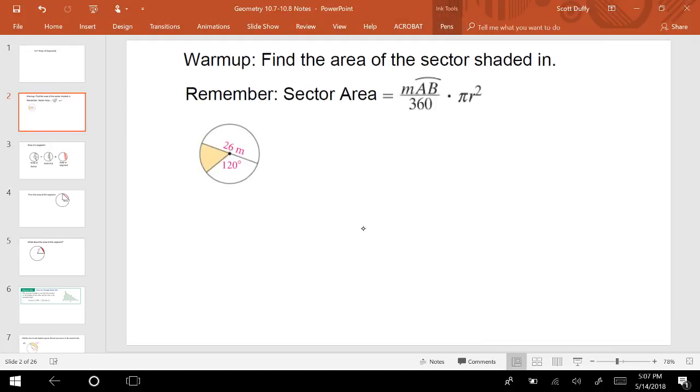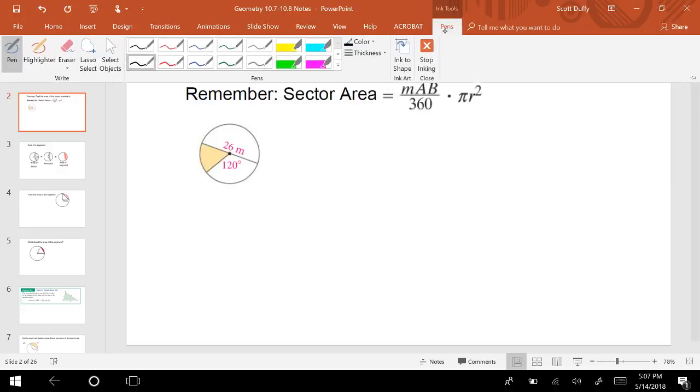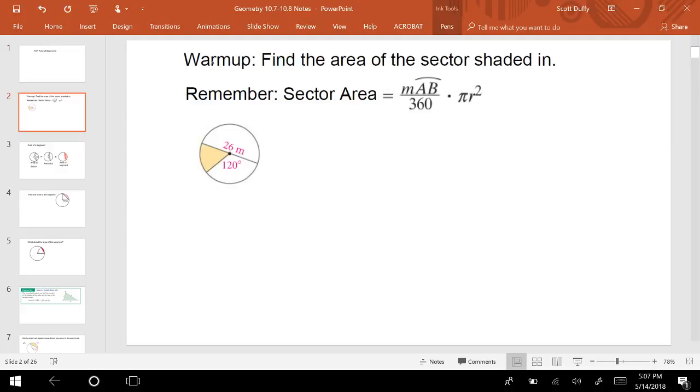We also have to remember that the sector area is equal to the measurement of the arc over 360 times the area of the entire circle, pi times radius squared. So let's look at this. The arc of the shaded sector would be right here, right? And we want to know what is that angle.